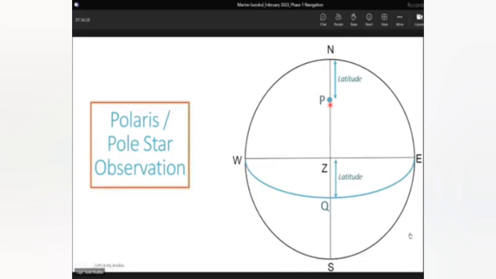We have the Polaris table, or the pole star table, given in the nautical almanac, which provides us this correction, which can be applied to the altitude of the pole star to easily obtain the latitude of the observer.